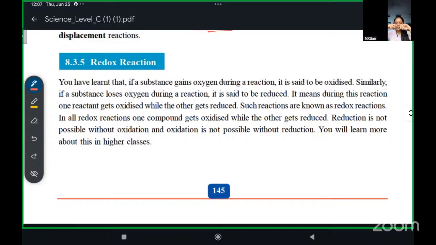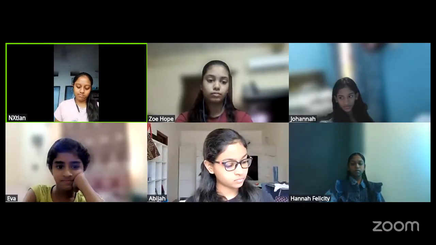So the substance that gains oxygen is called oxidized. One substance gets oxidized, one substance gets reduced. This is a redox reaction. Now, an example we will see.